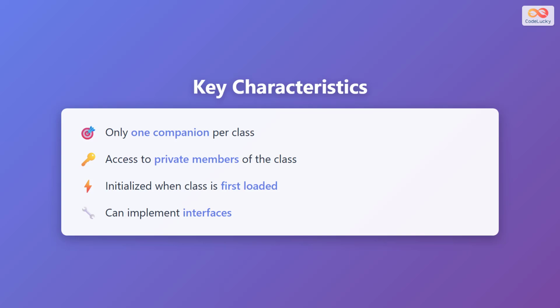Let's review the key characteristics of companion objects. First, each class can have only one companion object. Second, companion objects have access to private members of the containing class. Third, they're initialized when the class is first loaded, not when instances are created. Finally, companion objects can implement interfaces, making them very flexible.